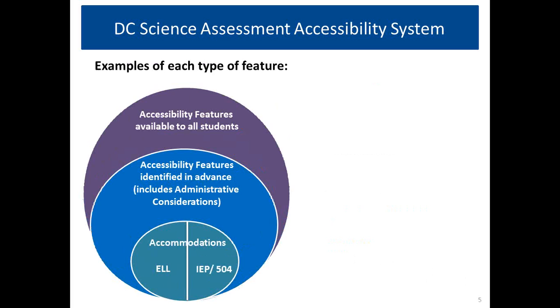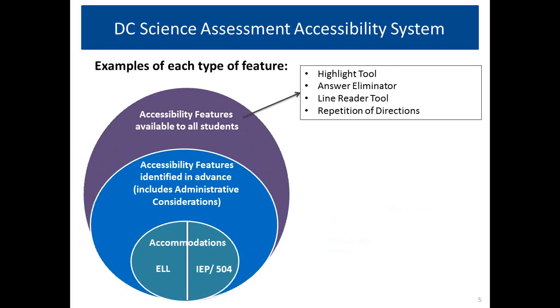Here are a few examples of these different groups of features. The highlighter tool, the answer eliminator function, the line reader tool, those are examples of tools that are available in the testing platform that a student can access at any time. You do not need to make that decision ahead of time of who gets this and who does not. Also, repetition of directions. This is an example of an accessibility feature. It's not necessarily something that's built into the testing platform. Rather, this is a feature that the test administrator can use at their discretion to help certain students who need it.